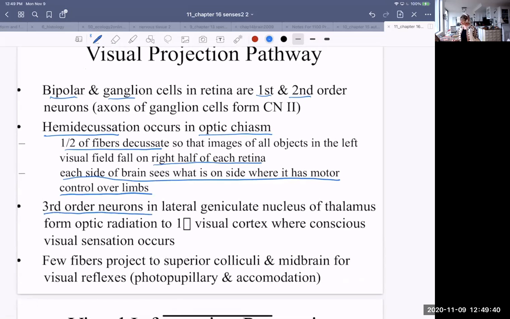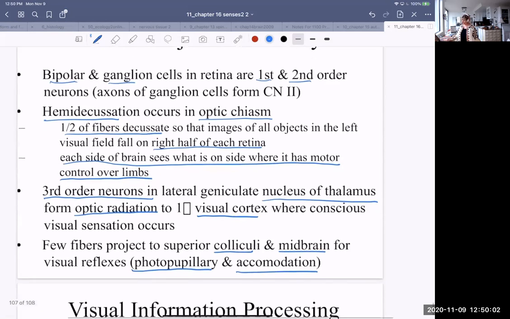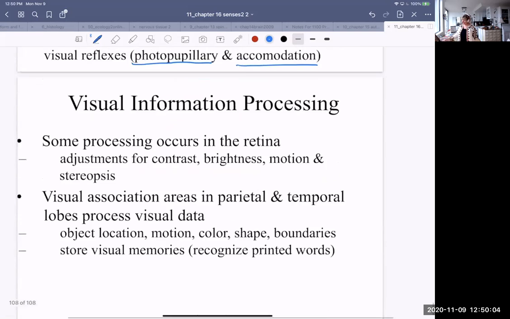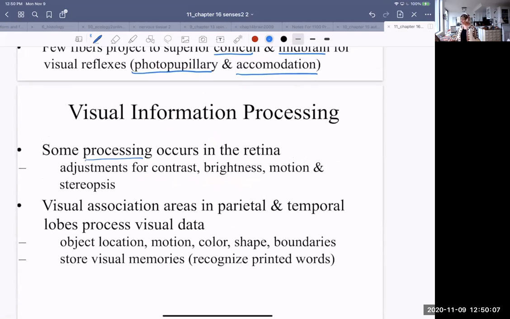Third order neurons are in the geniculate nucleus of the thalamus, and they form an optic radiation to places like the visual cortex, where visual sensation occurs. But a few fibers go to the colliculi and the midbrain for visual reflexes, such as the pupillary reflex and accommodation for near vision. Some processing occurs already in the retina: contrast, even adjustments for brightness, motion, stereopsis.